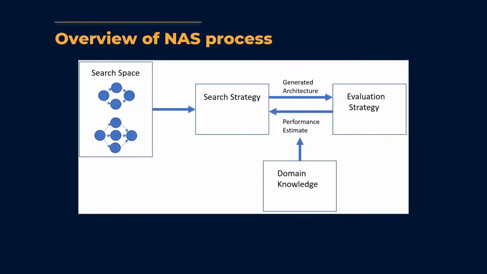Finally, different evaluation strategies are used to estimate the performance of a generated architecture on the target data. The most straightforward approach is to simply train the generated architecture on the training dataset and validate its performance on the validation set. Human researchers' domain knowledge can be included into the process by setting up optimization objectives and hyperparameters.